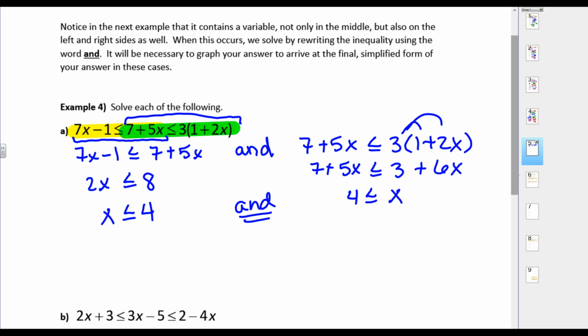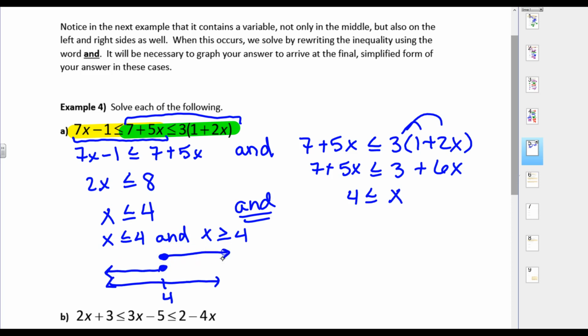So if I rewrite this, I get x is less than or equal to 4 and x is greater than or equal to 4. So when I graph these, because this is an and phrase, I need to graph them to see the final solution. We have our graph, we have a 4. One of them graphs less than or equal to 4. One of them graphs greater than or equal to 4, and the solution is the overlap. And there's really only one place where they overlap, and that's right at 4. So my final solution is x equals 4.